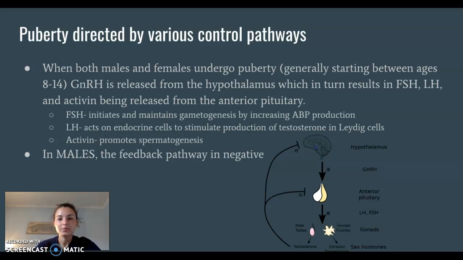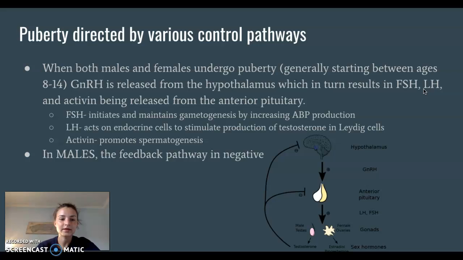So puberty is directed by various control pathways. In both males and females, gonadotropin-releasing hormone plays a very similar role. Gonadotropin-releasing hormone is released from the hypothalamus, which in turn results in the release of follicle-stimulating hormone, which is FSH, and luteinizing hormone, which is LH, as well as activin being released from the anterior pituitary.